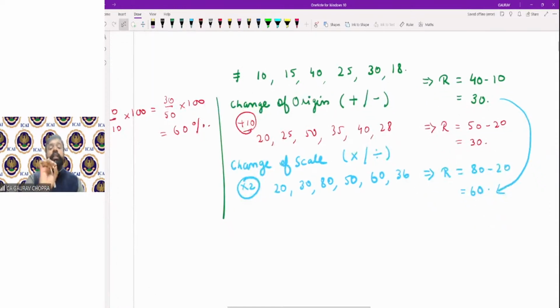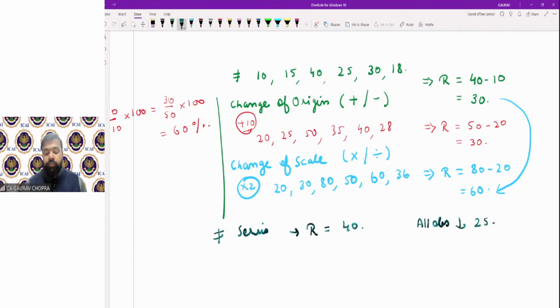तो अब अगर आपको एक सीरीज का गिवन है रेंज, let's say there is any kind of series. Now the series is not given, but the question is saying the range of the given series is 40. Now the question is saying, if all observations are decreased by 25, find out the new range. So what will be the new range? If all observations are decreased by 25, what will be the new range? चलिए फटाफट एक बार आंसर कर दें.